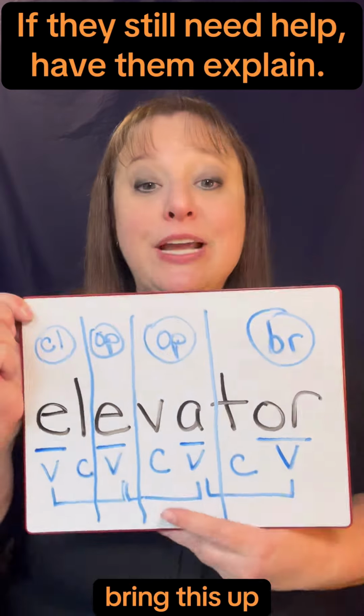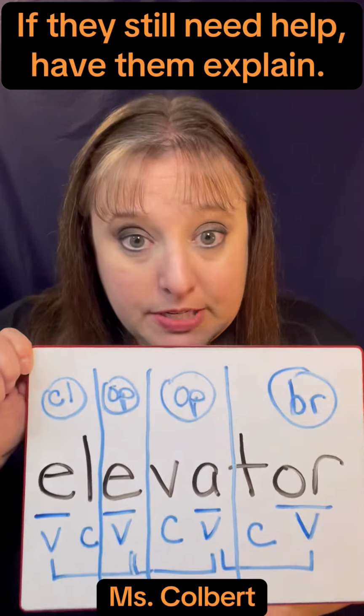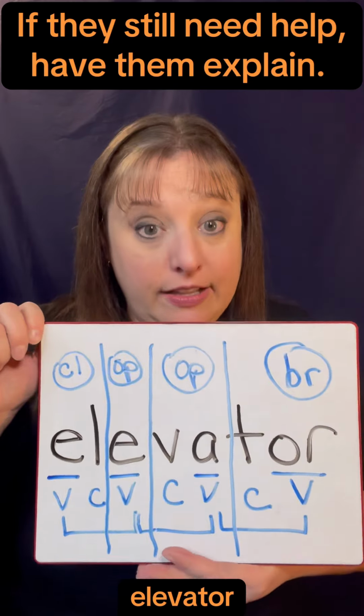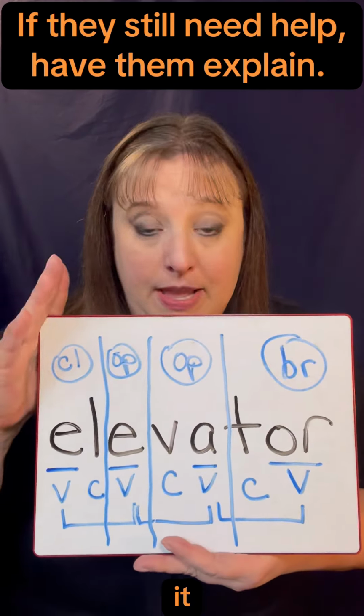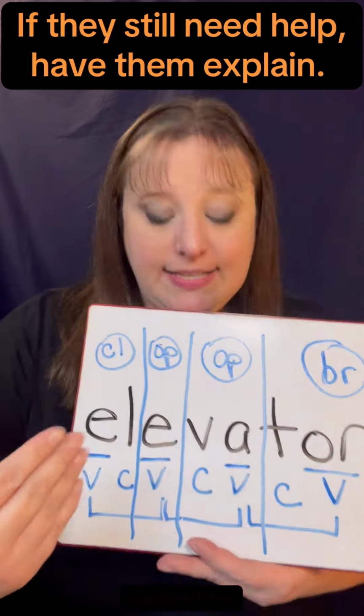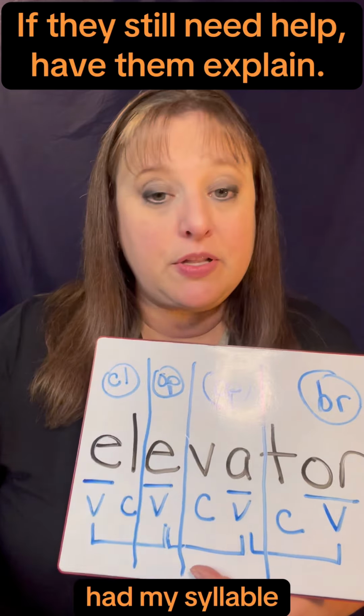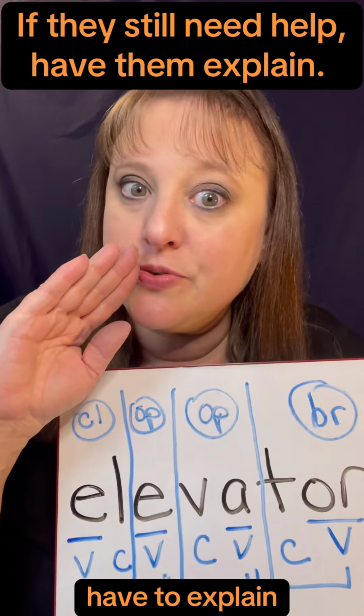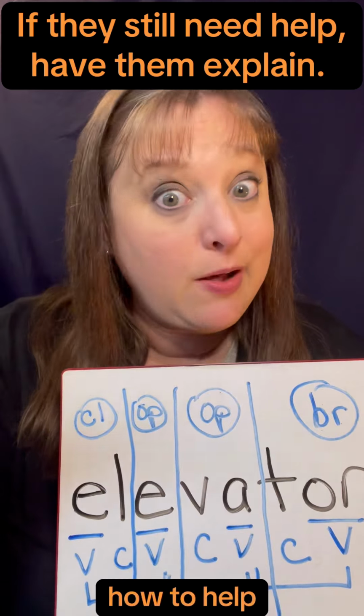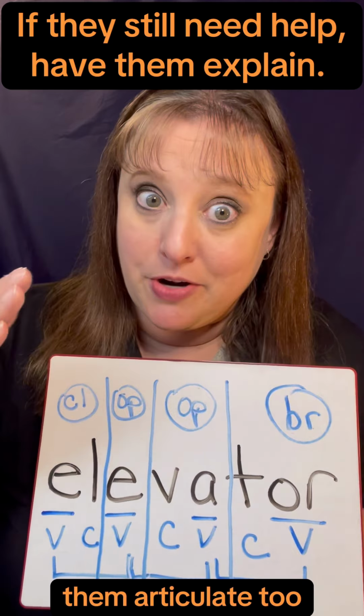Or they see it and they bring this up to you. They're like, Miss Colbert, I am working on the word elevator and I am trying to map it. And I have worked on my syllable lines. At first I had my syllable line here because I teach them that they have to explain their process up to this point, so I know how to help them. So it's really good for actually having them articulate too.